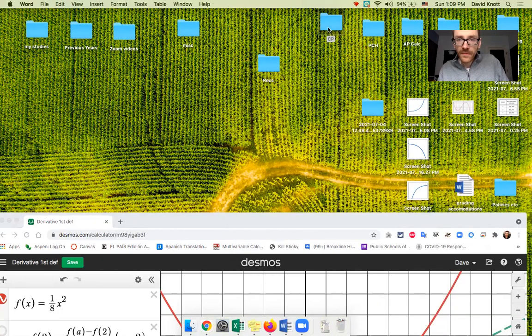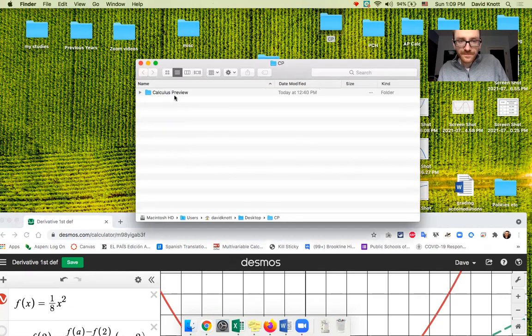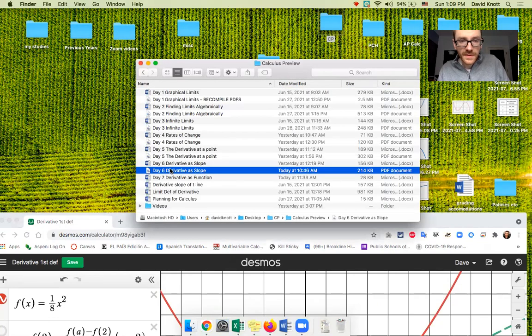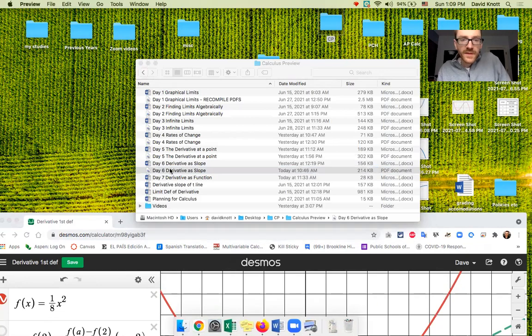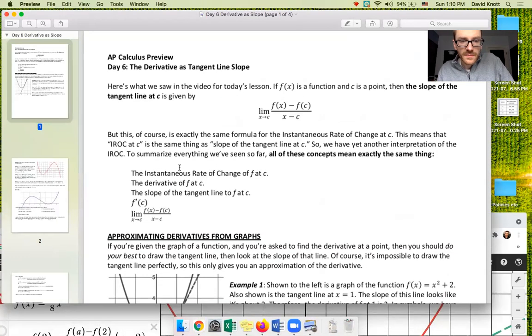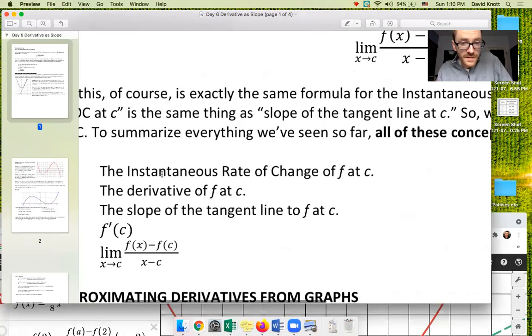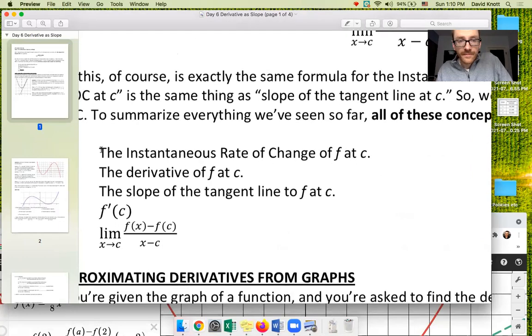And so, just to be absolutely clear, I'm going to open up today's worksheet. Because I don't want anybody to be confused, all of these things mean exactly the same thing. Instantaneous rate of change of f at C, derivative of f at C, and now we can say slope of the tangent line to f at C, f prime of C, and finally this formula here, they all mean exactly the same thing. This formula here is a formula for all of these things. They're all the same concept, okay?